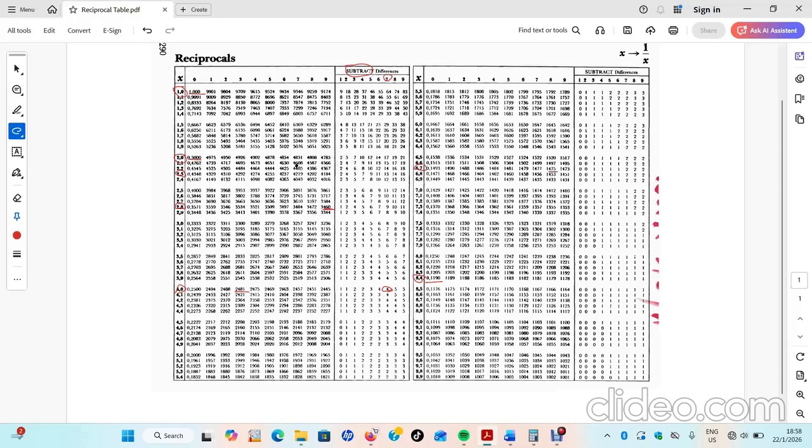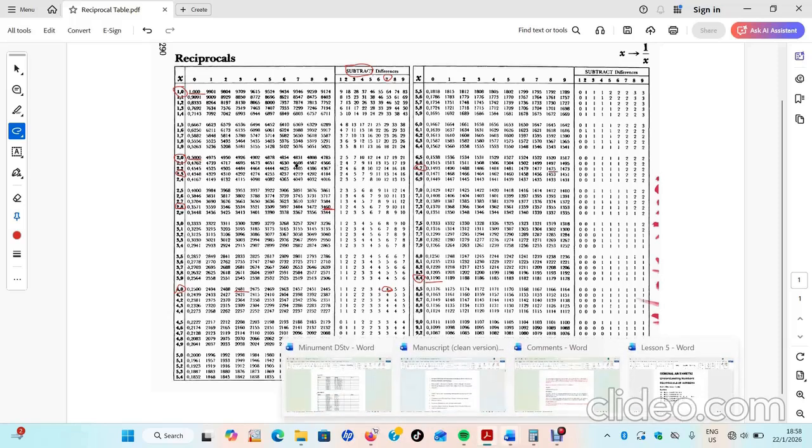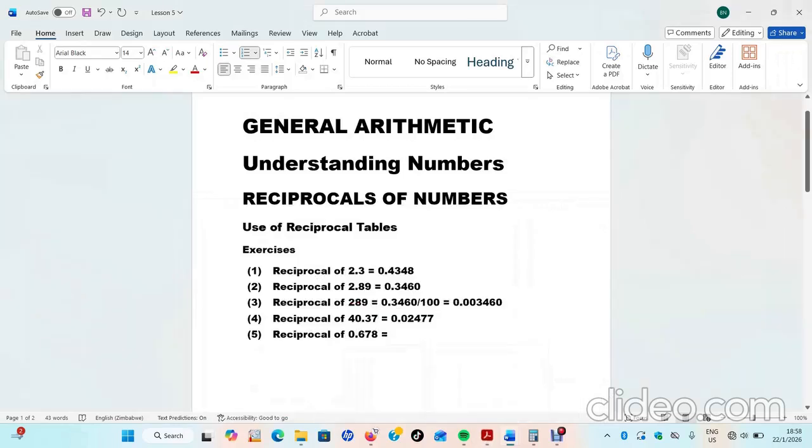Now for 0,6, we go where there is 6,7, and then we go where there is 8, and the number that we get is 1475. But since it's the reciprocal of 0,6, our answer must lie between 1 and 10. So our answer will be 1,475.